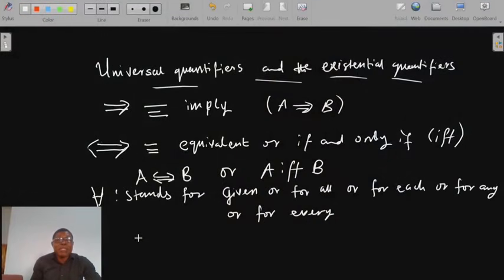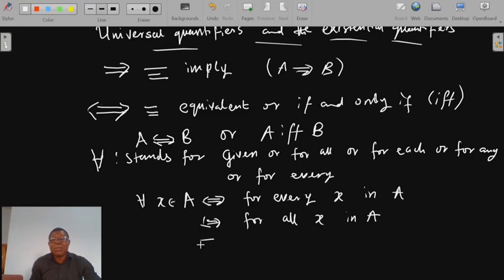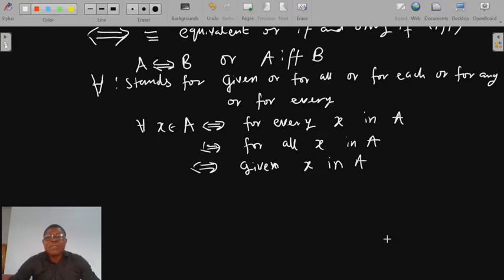So if I write for all x in A, this is equivalent to for every x in the set A, which is equivalent to for all x in the set A, which is still equivalent to given x in A, given x in A. So that's what that symbol stands for.